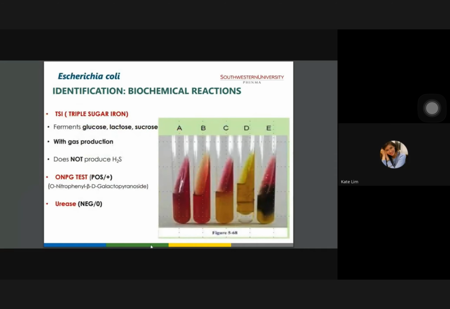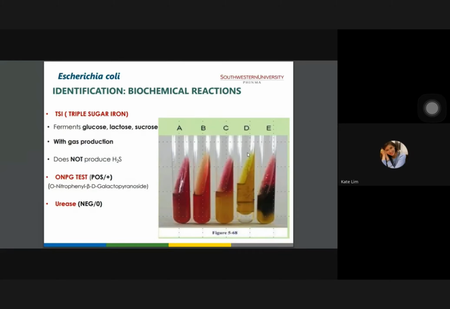So this is how your E. coli is read. If you could remember your E. coli, the TSI reaction of your E. coli should be that it ferments glucose, lactose, and sucrose. Glucose is seen in the butt, and lactose and sucrose are seen in the slant. So if it ferments the three sugars, which of the choices is the closest TSI reaction of E. coli? This would be letter D.